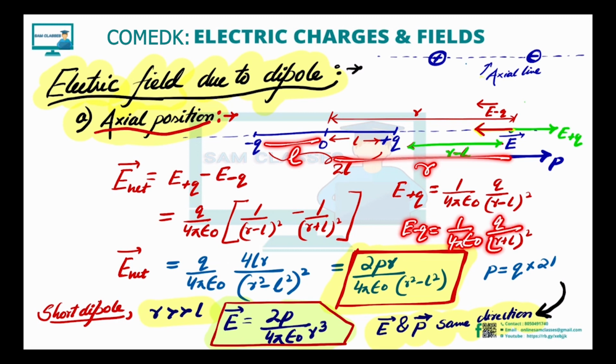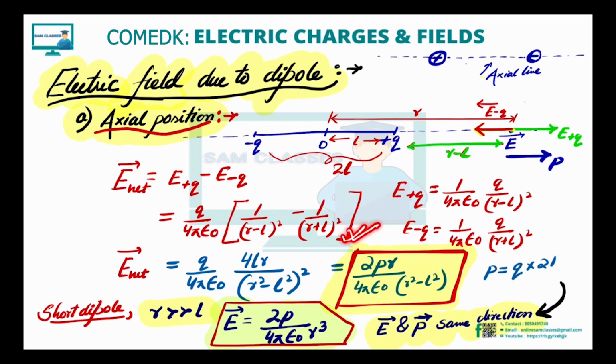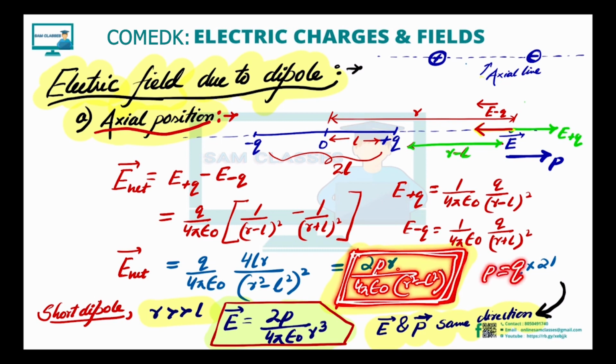So for the E of minus Q, the electric field will be 1 by 4 pi epsilon naught Q by (R plus L) whole square. Once we got this, we'll substitute in the formula, and this part of the formula we need to mug up. That is, E net is equal to 2PR by 4 pi epsilon naught (R square minus L square).